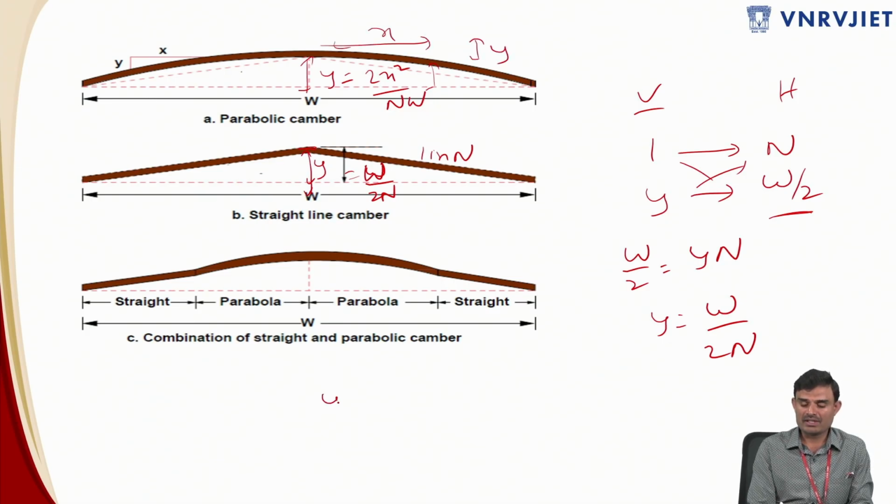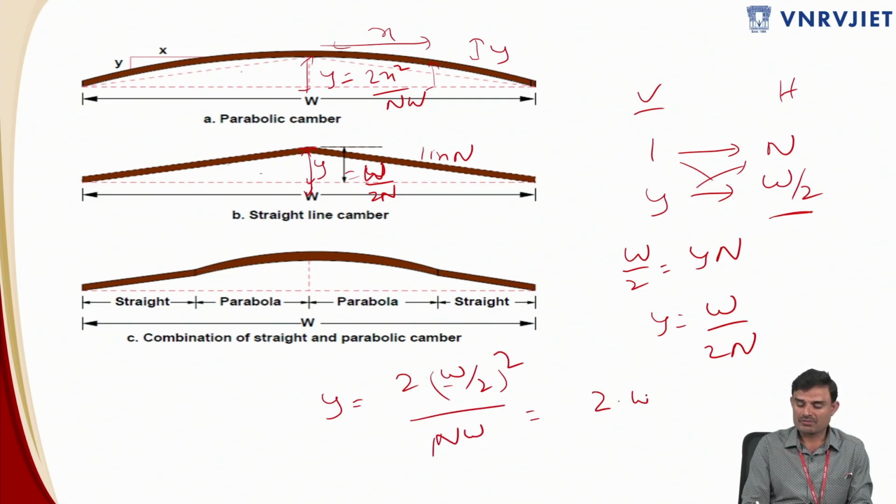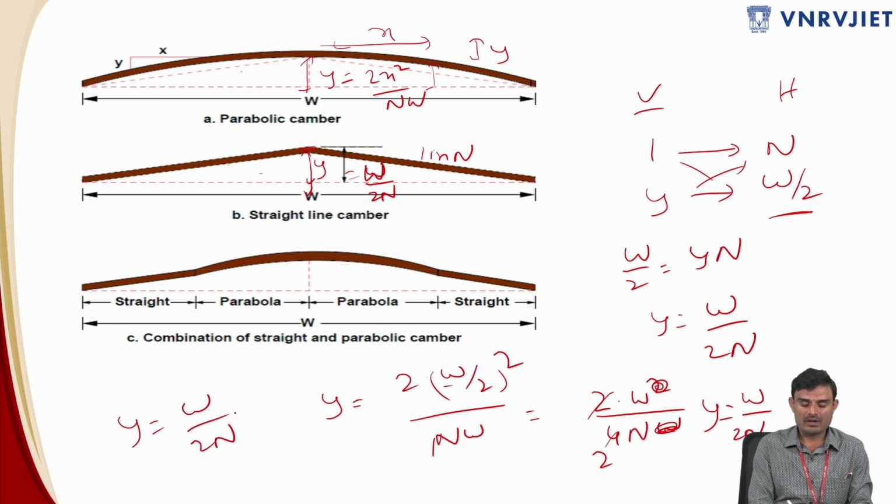Similar to the triangular profile, x should be W by 2. So substituting, y is equal to 2 into (W by 2) whole square, divided by nW. That is 2 into W square by 4nW. Here W gets cancelled and the 2 gets cancelled, so y is equal to W by 2n. So y is equal to W by 2n for the parabolic profile.